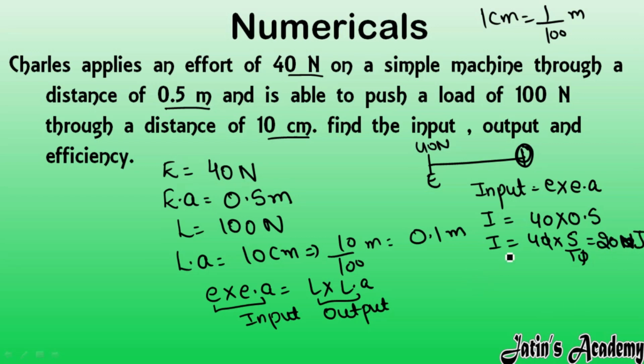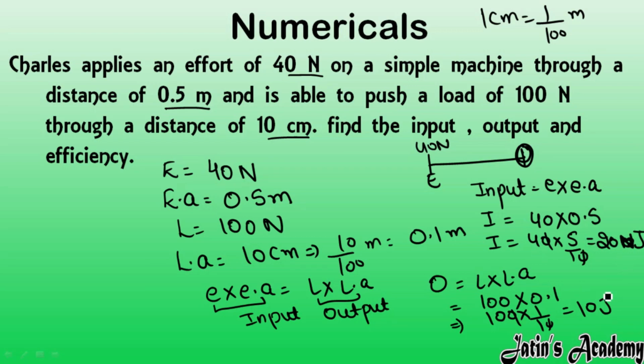Fine. And here we are going to calculate the output. The output formula is output is load into load arm. Load is given, we have 100. Multiply load arm, which is given as 0.1. So solve it: 100 multiply 1 by 10, that is 10 joule. So output is 10 joule.